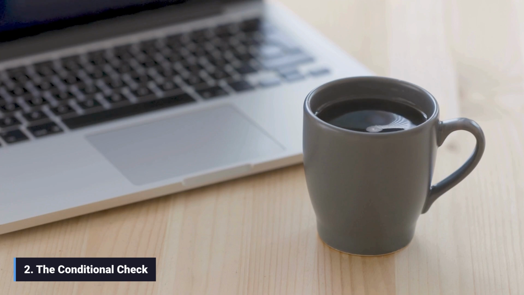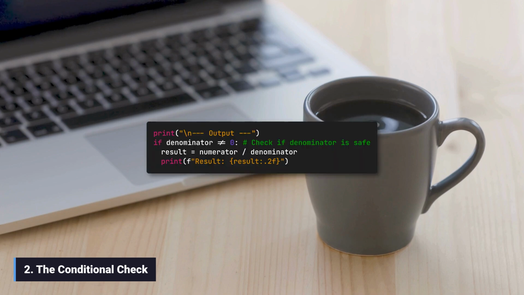2. The conditional check. We place the division logic inside an if statement. The condition checks if the denominator is not equal to 0. If this condition is true, we can safely proceed with the calculation.